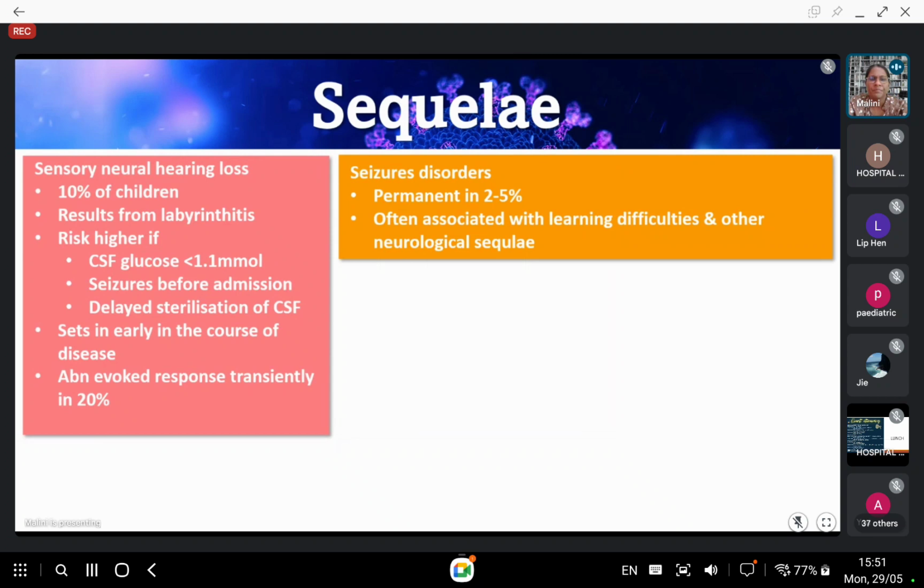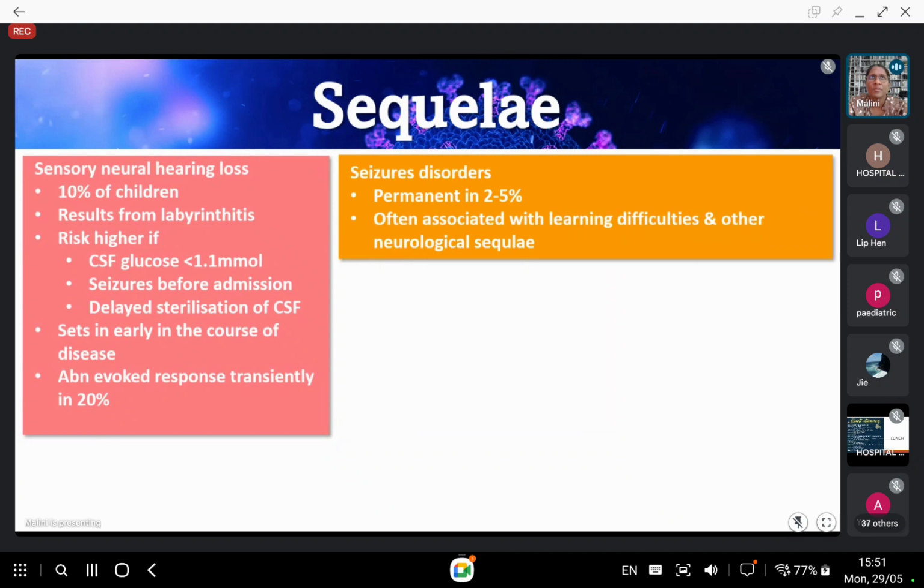Seizures: about 2 to 5% actually develop epilepsy later. And these are the children that have associated learning difficulties and other neurological sequelae.